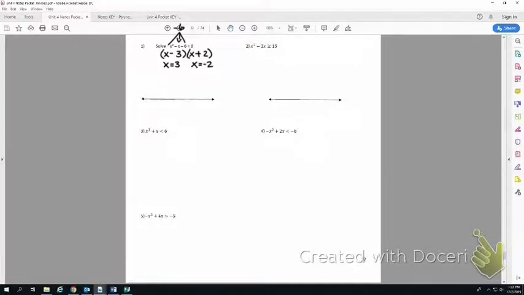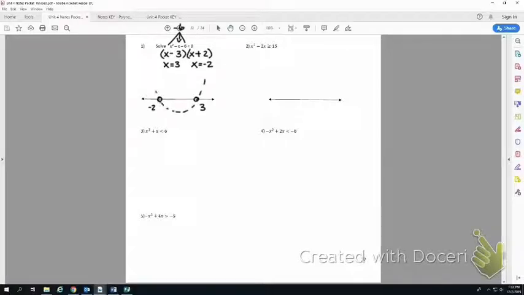Logan, open or closed circle? Closed circle, open circle? Why? Sarah, help her out. Kyla? It's not equal to. It doesn't have the equal to underneath the inequality. Okay. So I've got that.